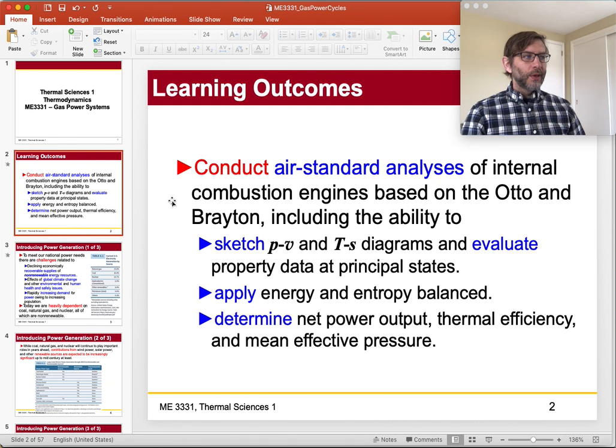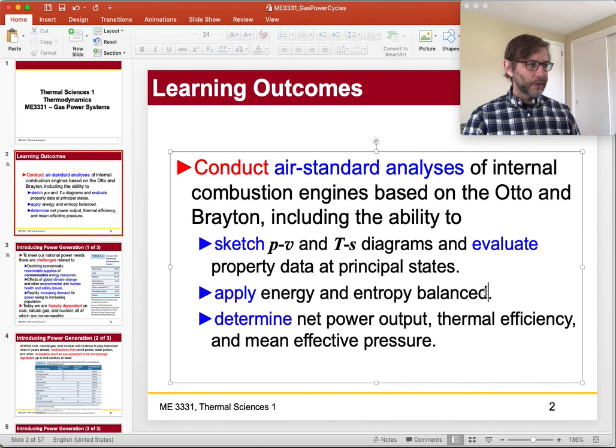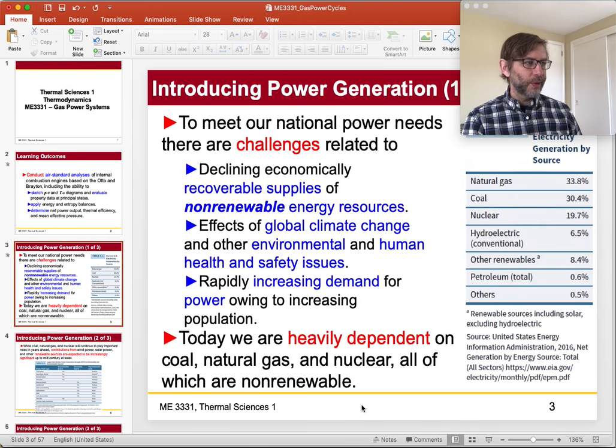Okay, Chapter 9. The idea for Chapter 9 is that we're conducting air standard cycle analysis of internal combustion engines, Otto and Brayton. Those are the 2 air standard cycles we're going to look at. We're going to learn how to do PV and TS diagrams and evaluate property data at the principal states. We're going to apply energy and entropy balances, and determine net output, thermal efficiency, and mean effective pressure. Hopefully we'll get through all that and you'll understand something.